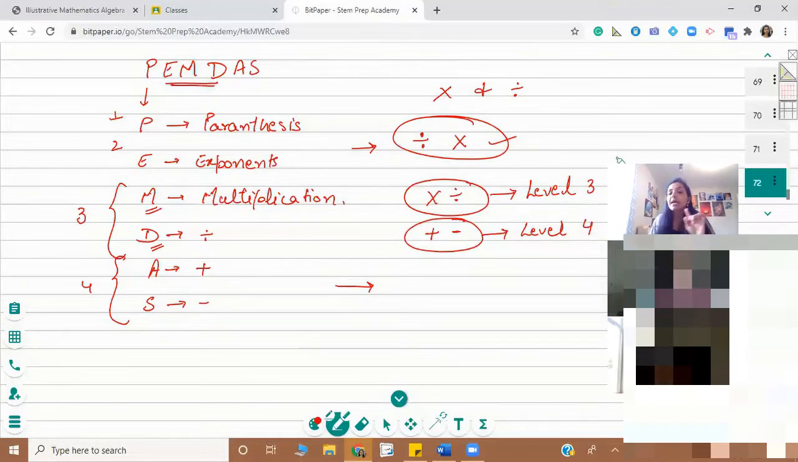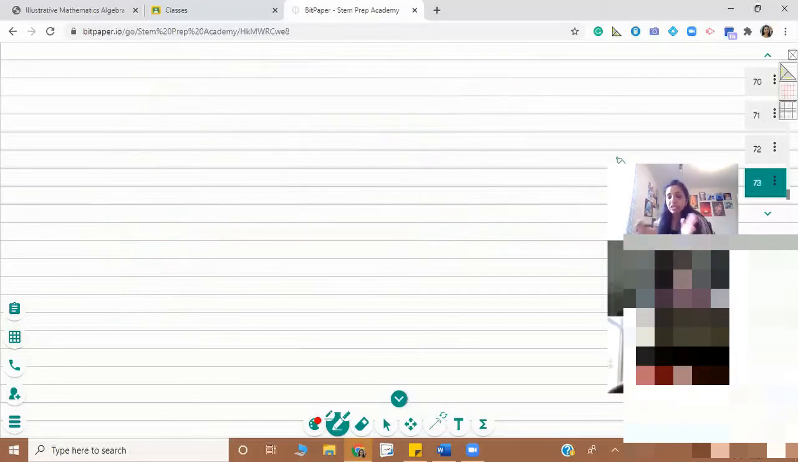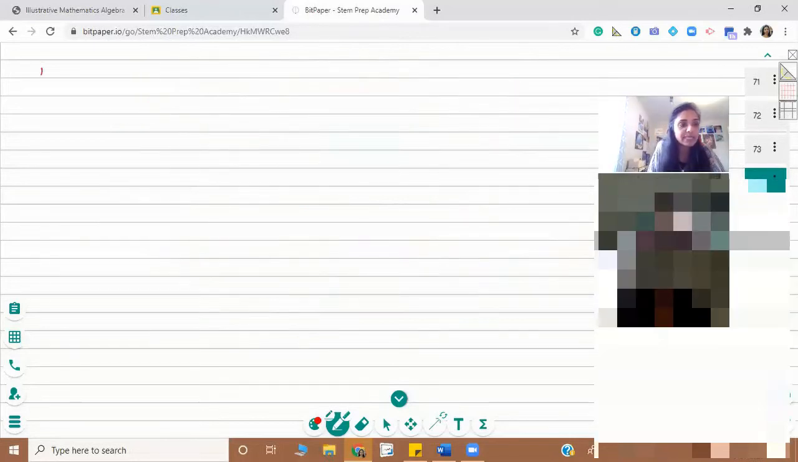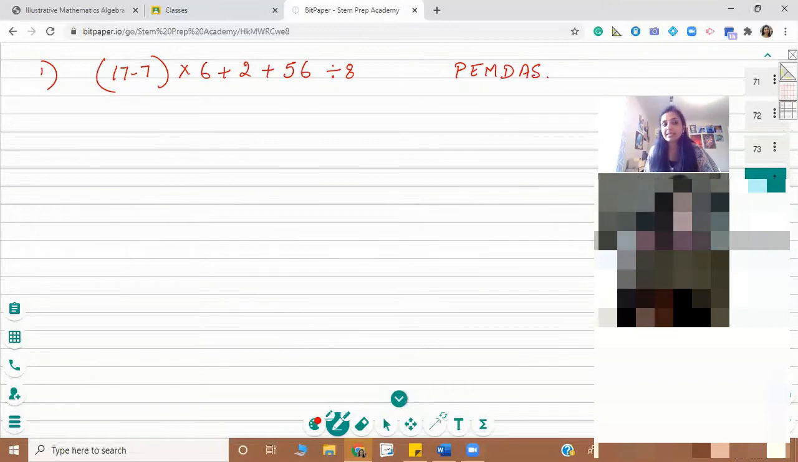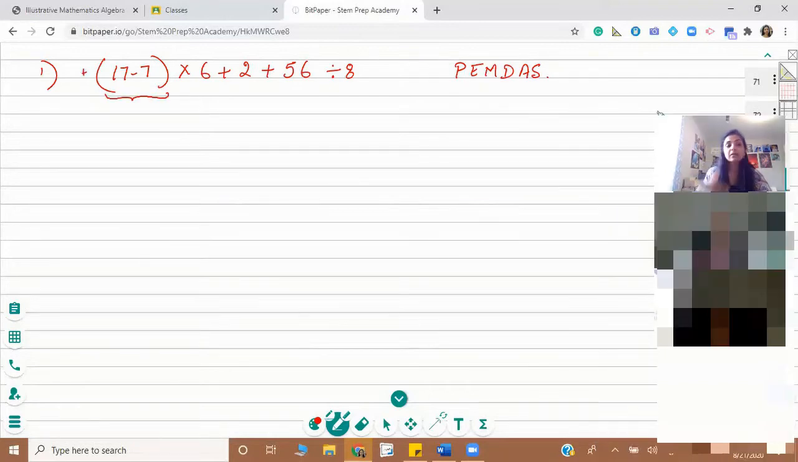For today's exercise, we are going to do a little bit tougher questions which are going to involve opening of parentheses. Let's just go through the questions that we did last time, the little bit simpler ones. I'm writing 17 minus 7 multiplied by 6 plus 2 plus 56 divided by 8. And for your convenience, I'm writing the word PEMDAS over here. I want both of you to solve this and give me the answer. I'm done. You're done? Okay, what's your answer?